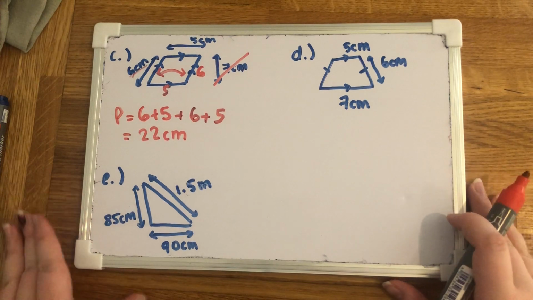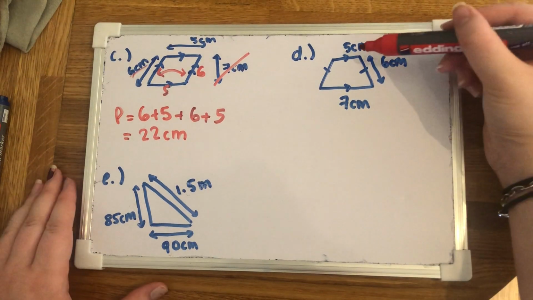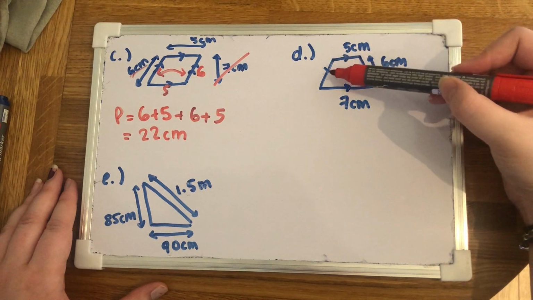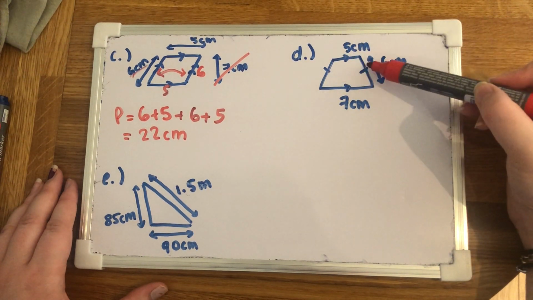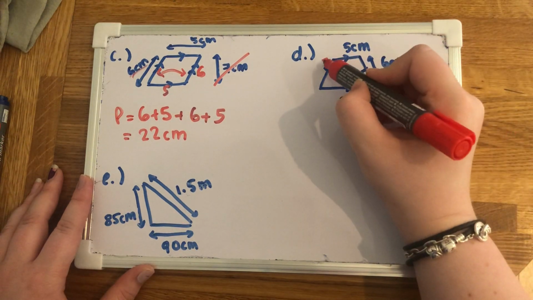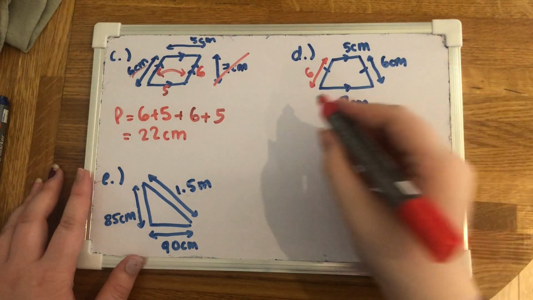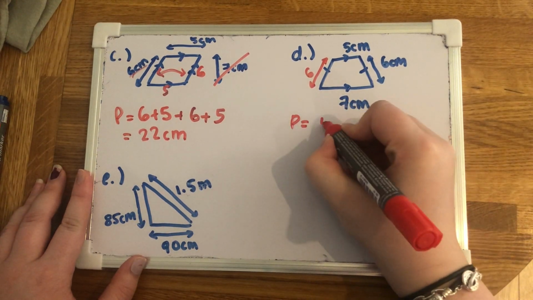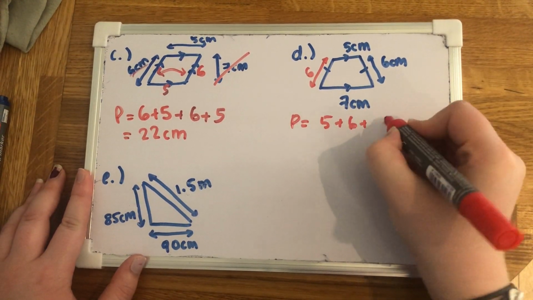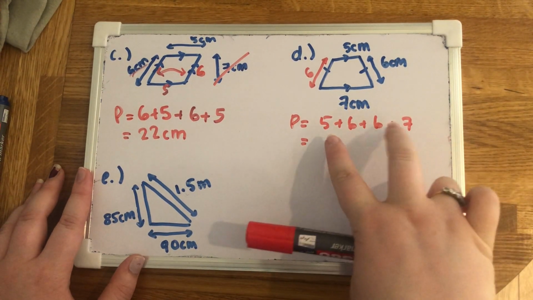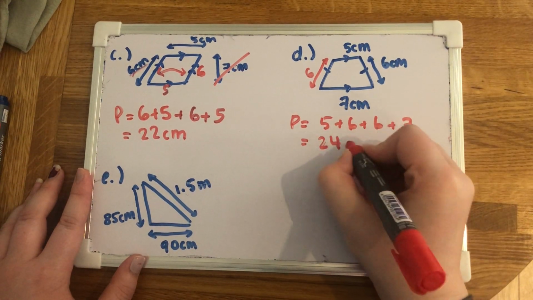Okay, next one is a trapezium. So we've got the length of the parallel sides. We know this is 6, and as I said before with the square, these little lines mean that they're the same, so this one would also be 6. And then again, we just add them up. 5 plus 6 plus 6 plus 7, so that's 12, and that's 12, so it'd be 24 centimetres.